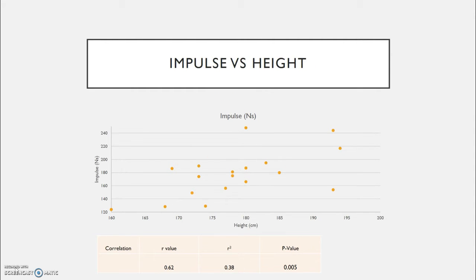This correlation graph shows the relation between impulse and height. The table at the bottom shows values once applied to the t-test. The p-value showing 0.005, suggesting there is significance between your impulse created and your height. This could suggest as to why Duncan's impulse is why it is.